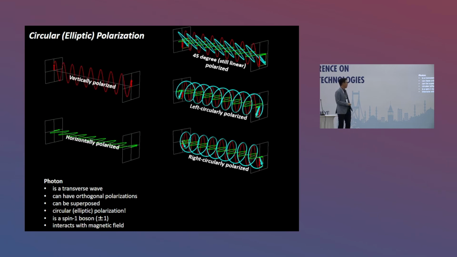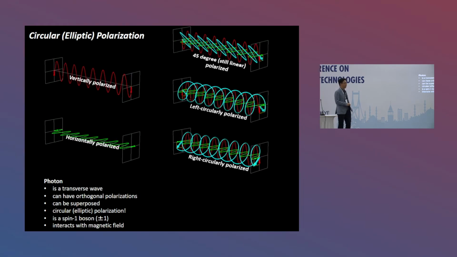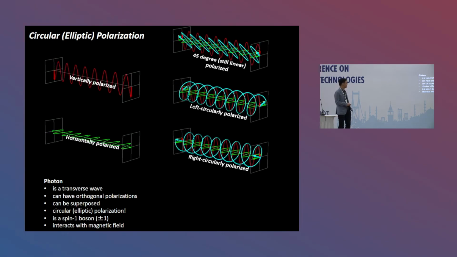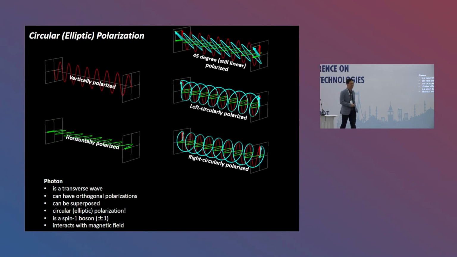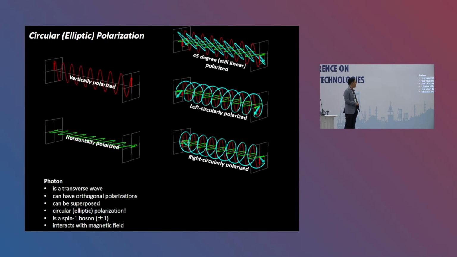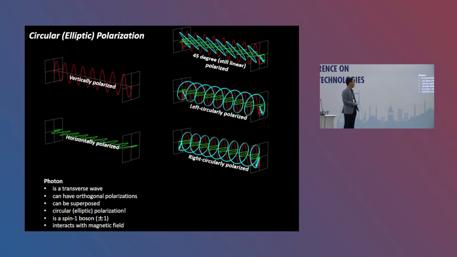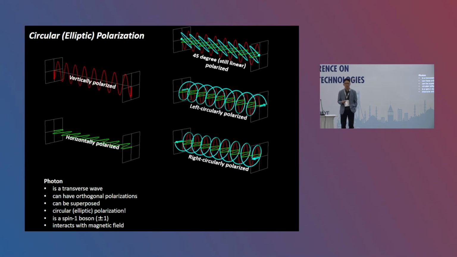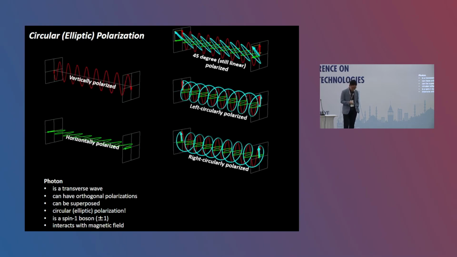This is why you have a spin-1 system for your photons. They are spin-1 bosons. They don't have any longitudinal modes, which is why they don't have spin-0. But basically, this is how you can make photons interact with a magnetic field or magnetic moment.